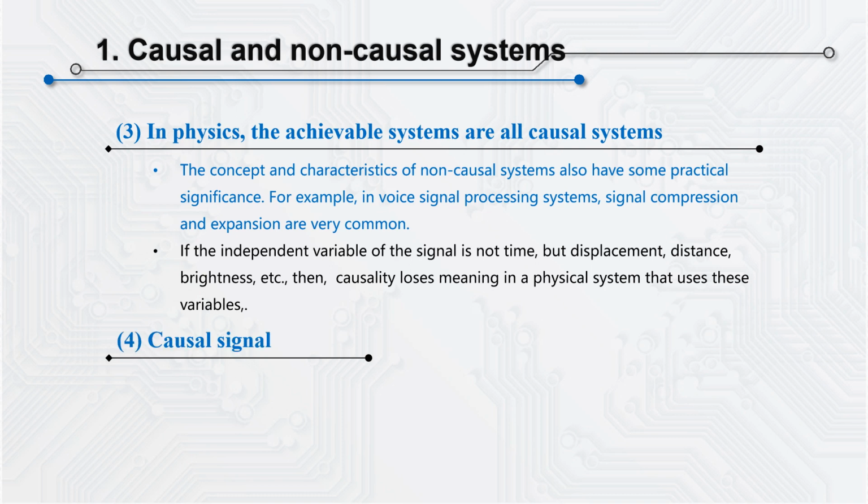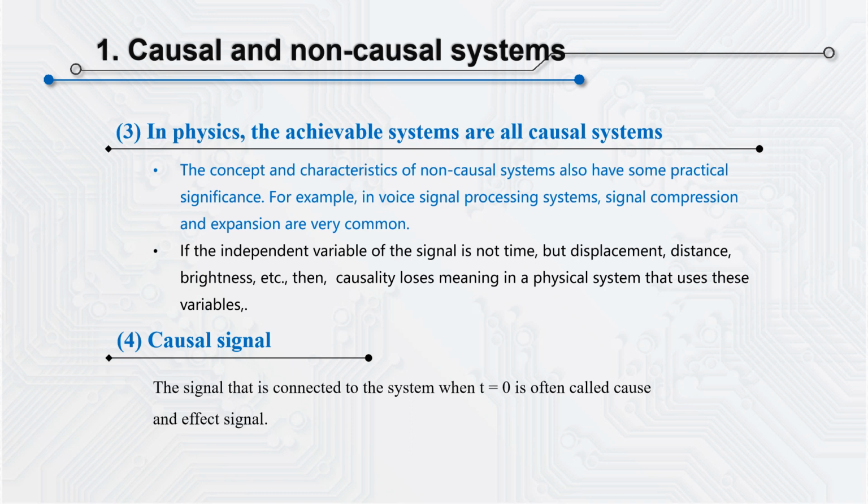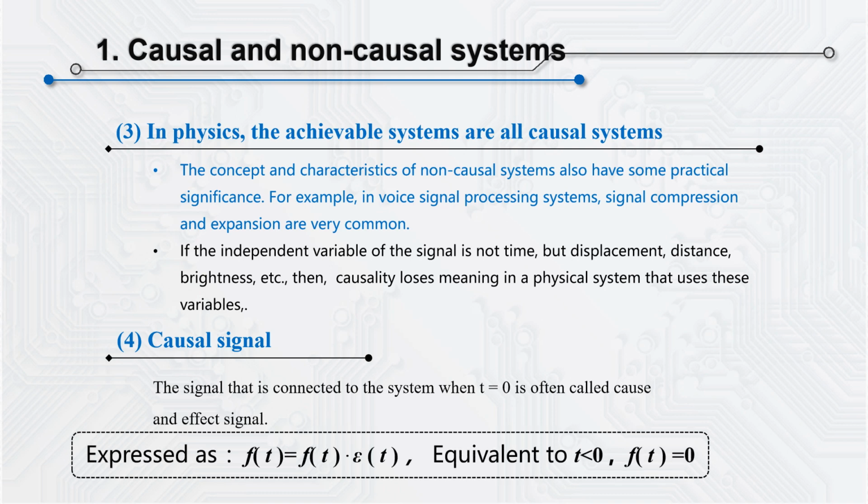Well, what is a causal signal? The signal that is connected to the system at t equals 0 is often called a causal signal. As mentioned before, a causal signal can be described by the step signal: f(t) = f(t)ε(t). Obviously, when t is less than 0, f(t) is equal to 0. Therefore, it is a causal signal.